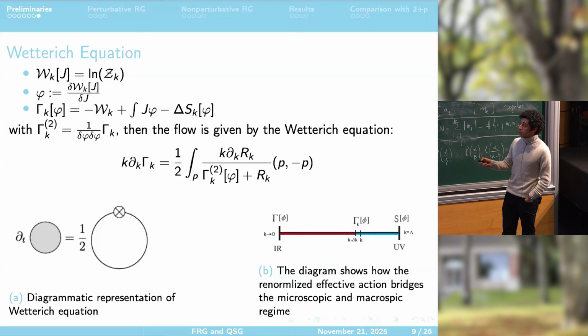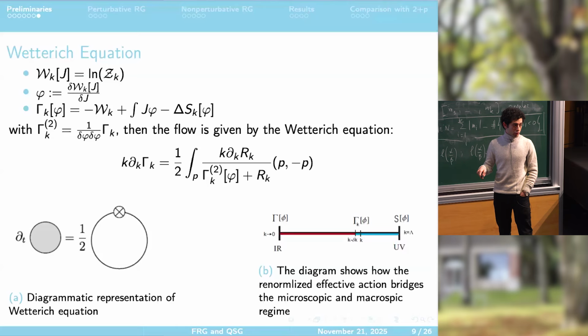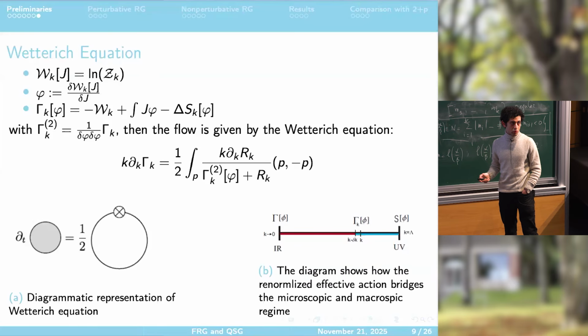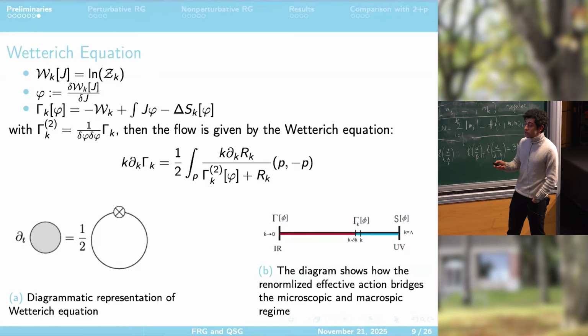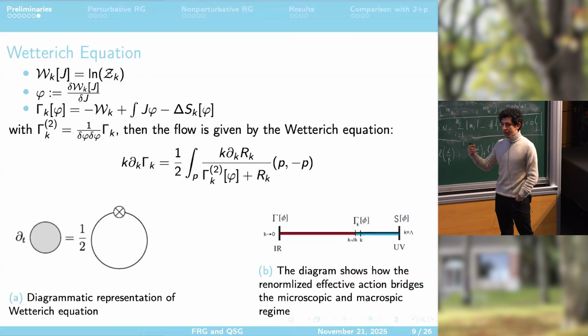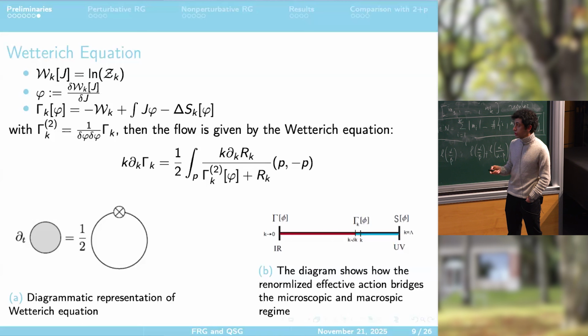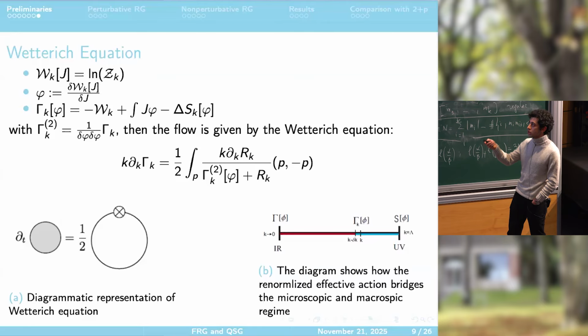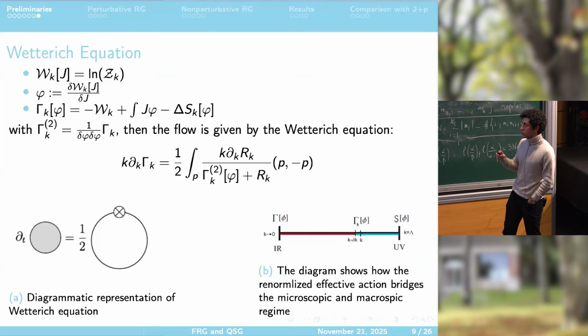And then there is this solid line, which is the full propagator or effective propagator, 1 over gamma 2 plus Rk, where gamma 2 is the second derivative of gamma k. The fact that it makes a loop means that we integrate over and trace over the momenta. This is for just one momentum, but in our theory we also have the replica index that we have to take care of. So we also trace over the indices. It goes similarly.